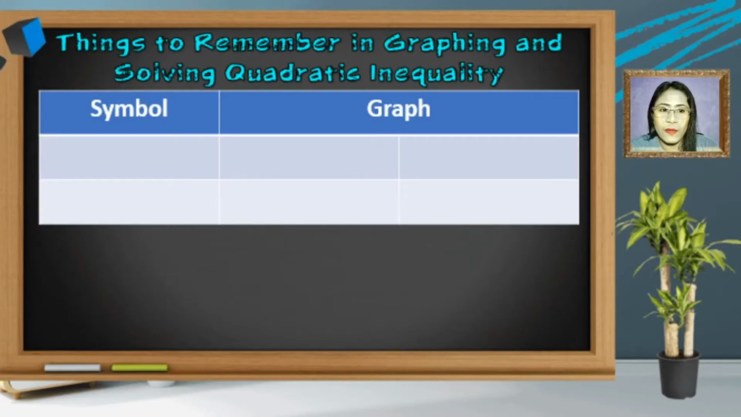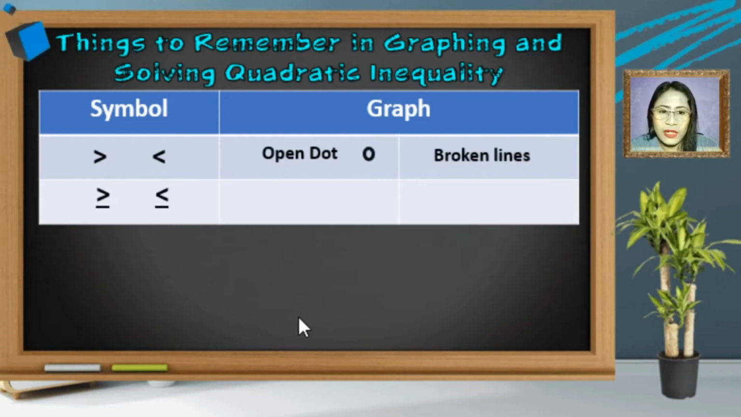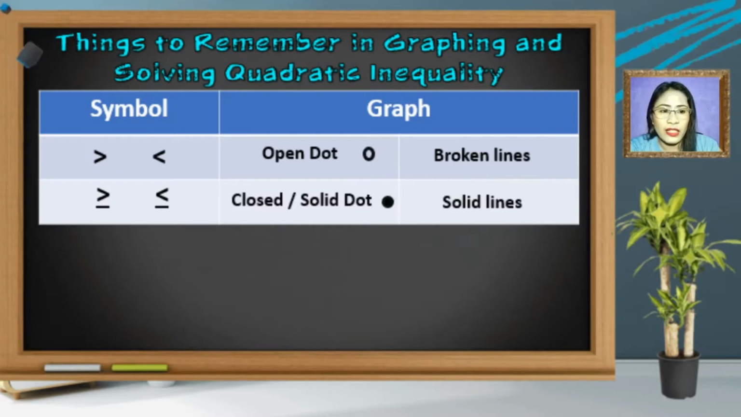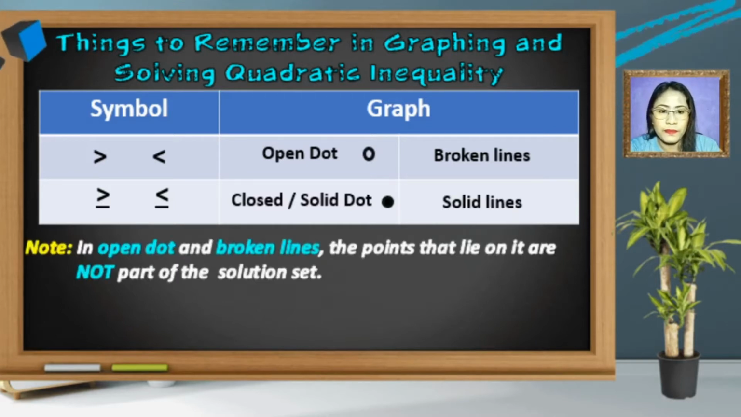Then, these are the things to remember in graphing and solving quadratic inequality. So, if the symbol is greater than and less than, so meaning walang underline. So, the graph should be open dot and broken lines. And if the symbol is greater than or equal and less than or equal, so meaning merong underline yung symbol, our graph should be closed dot or solid dot, and it should be a solid lines.